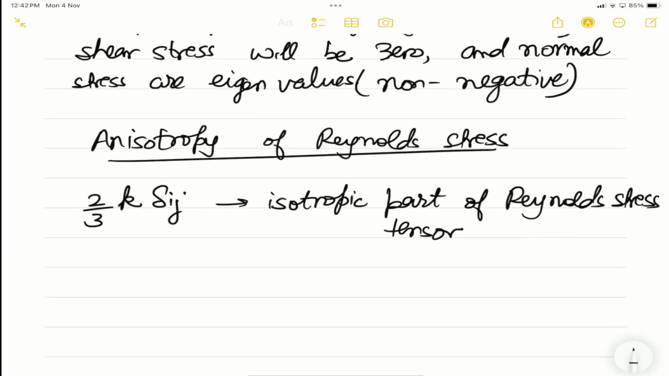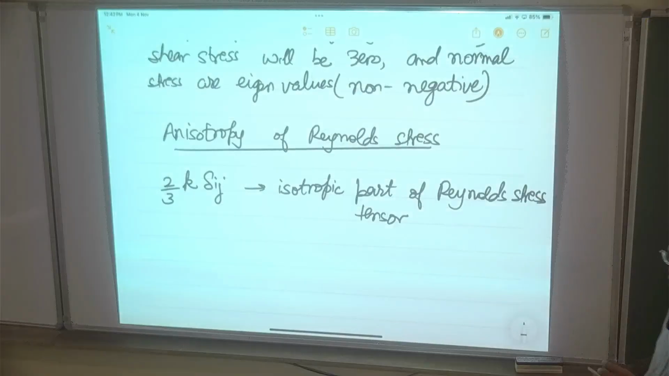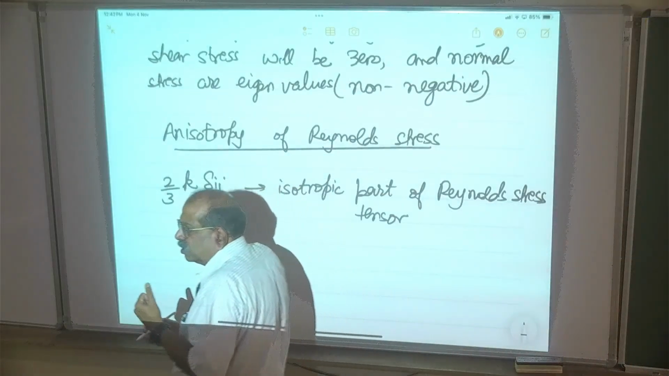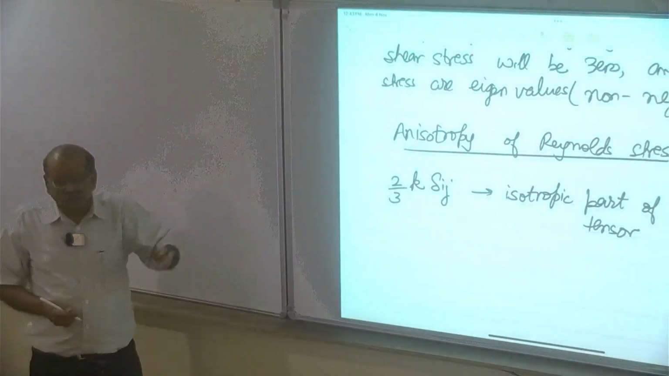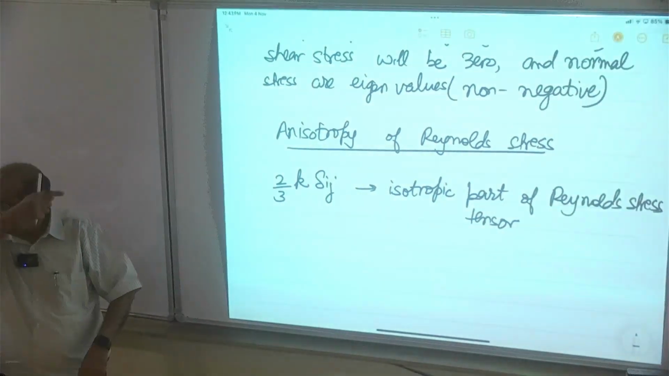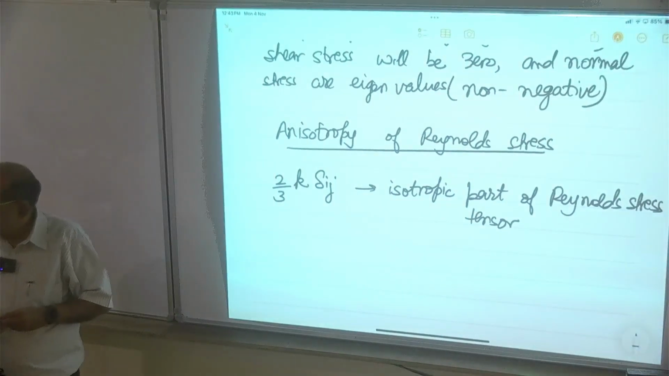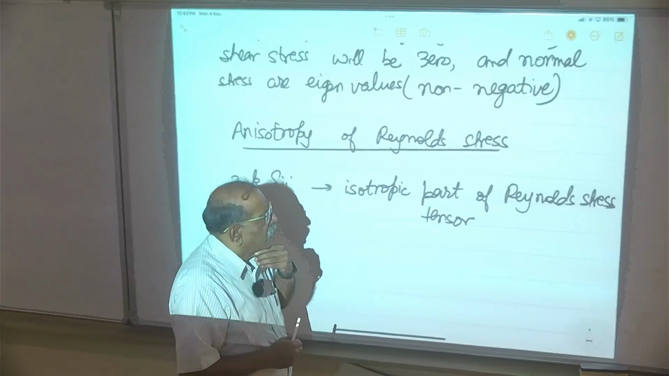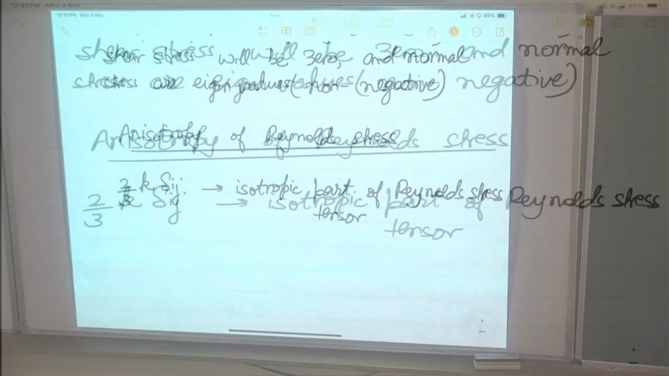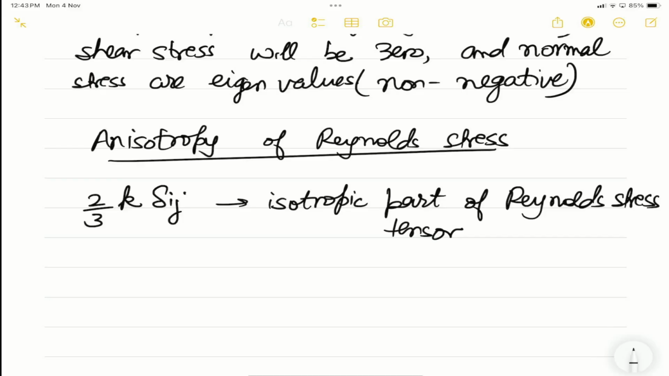We have seen this before, that any second order tensor, whether it is symmetric or asymmetric, we can divide into two parts, an isotropic and a deviatoric part. The isotropic part, how do we get it? We sum up all the three diagonal terms, and that is multiplied by delta ij, and that is called the isotropic part.